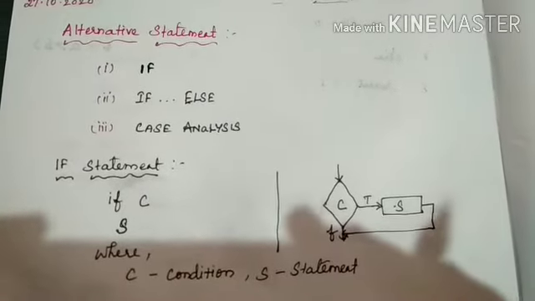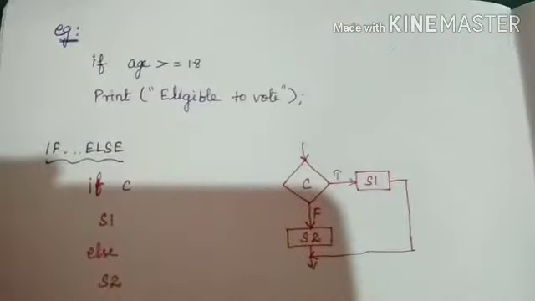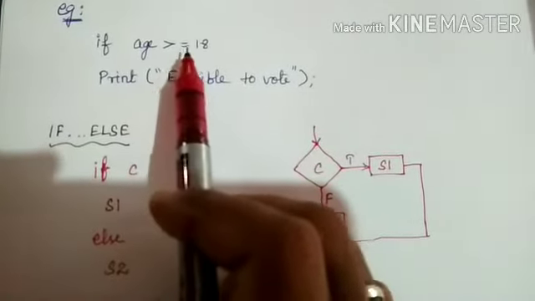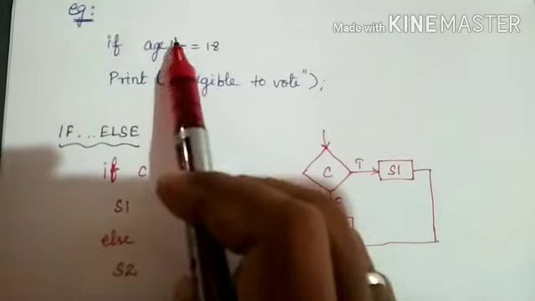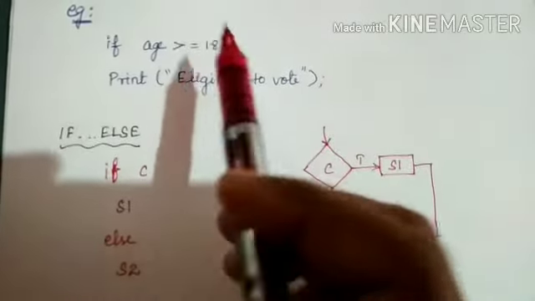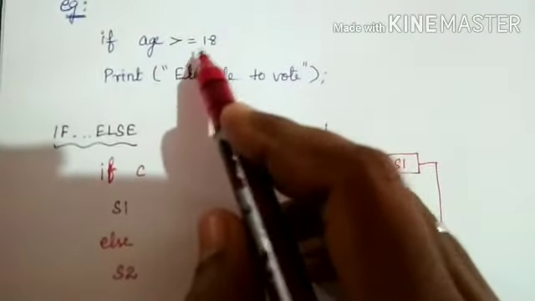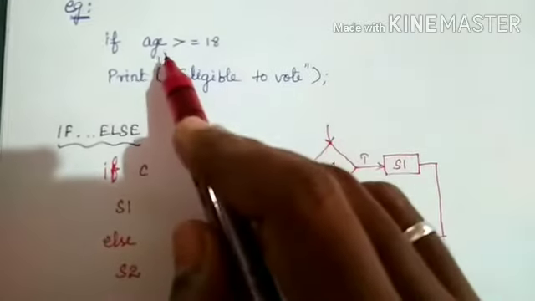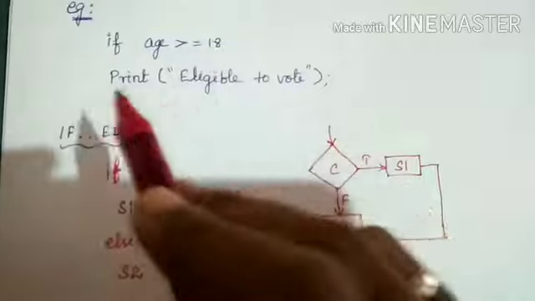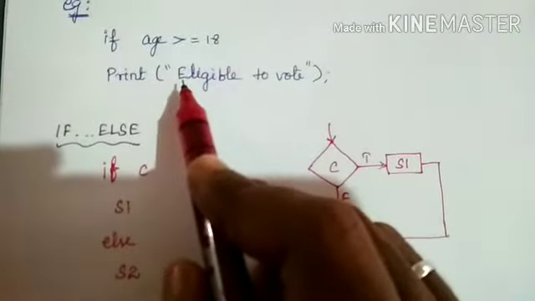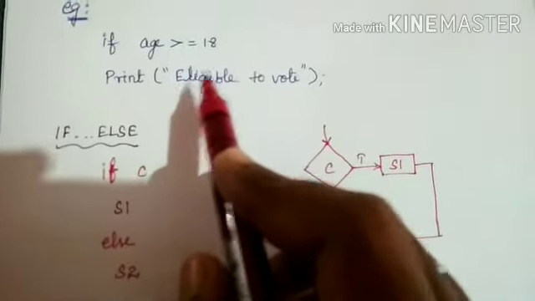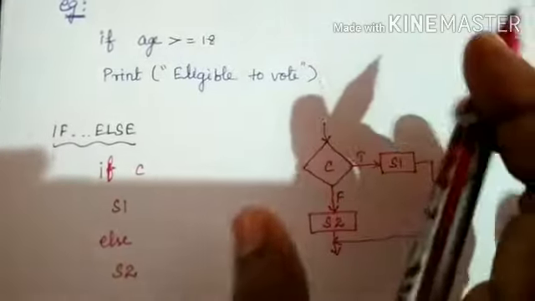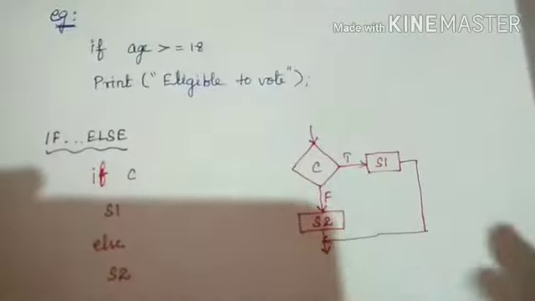For example, if age greater than or equal to 18, this is the symbol of greater than or equal to. If age is 18 or above, the below statements are executed. What is the output? Eligible to vote. Otherwise, skip the statement. This is named a conditional statement.